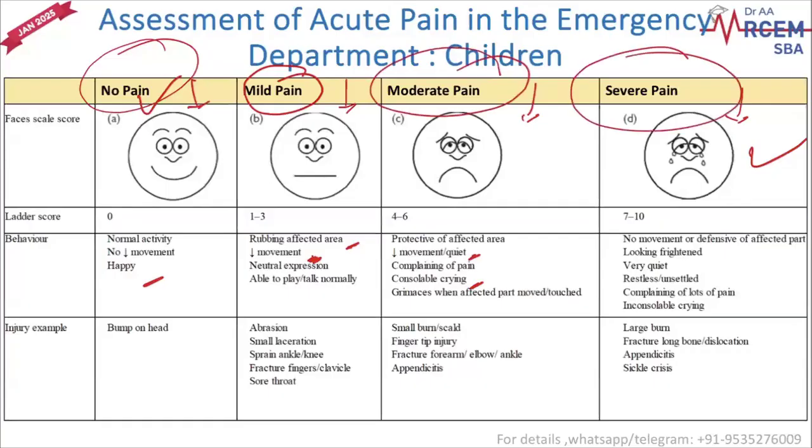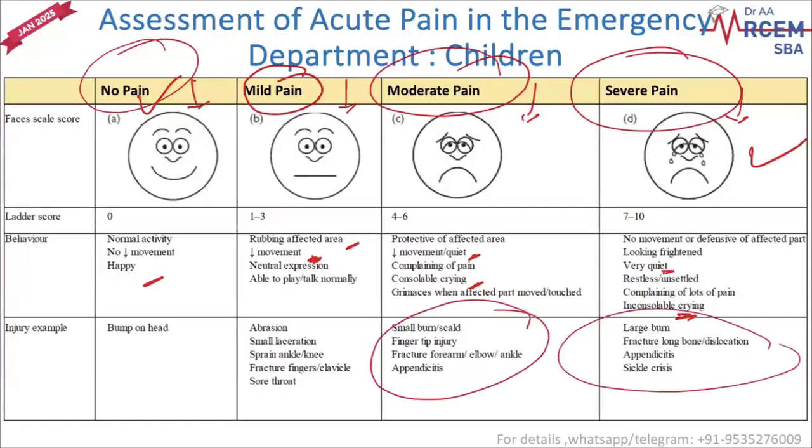Severe pain is the one where the patient might be very quiet, one extreme. The other extreme is he is crying continuously and you're not able to console him at all. Then you will think of very severe pain. These are a few examples here, like a large burn or a fracture, which are severe pain examples.